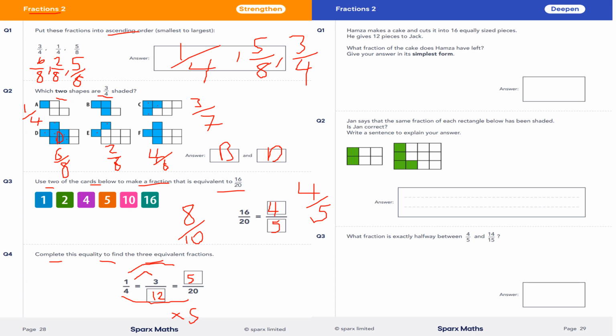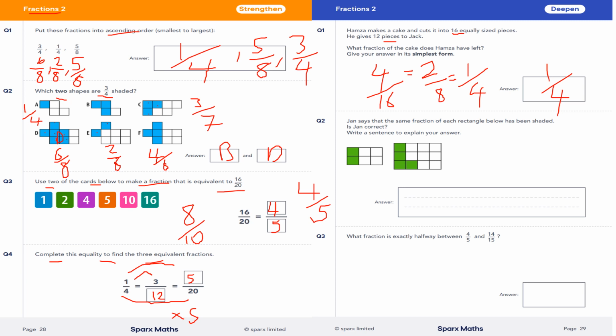Hamza makes a cake and cuts it into 16 equal sized pieces. He gives 12 to Jack. What fraction of the cake does Hamza have left? Well, 16 minus 12 would be 4. So it'd be 4/16. Divide top and bottom by 2 because it's even. I get 2/8. And then divide top and bottom again by 2, and I'm going to get 1/4. Or divide top and bottom by 4 there. Either answer would work.